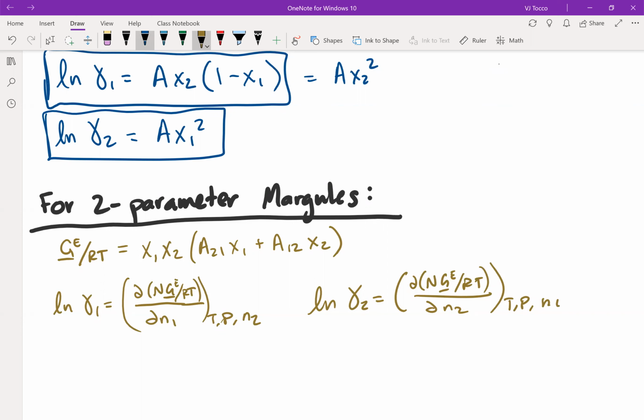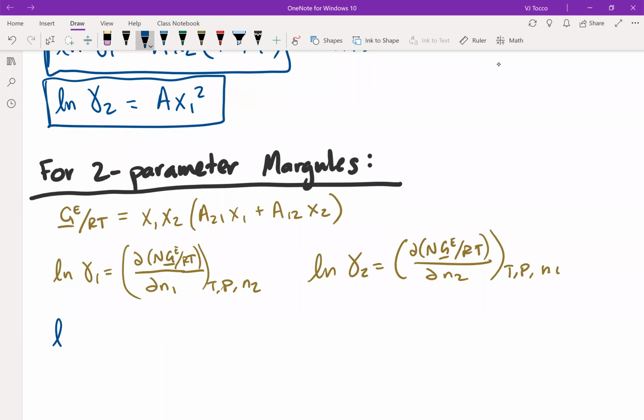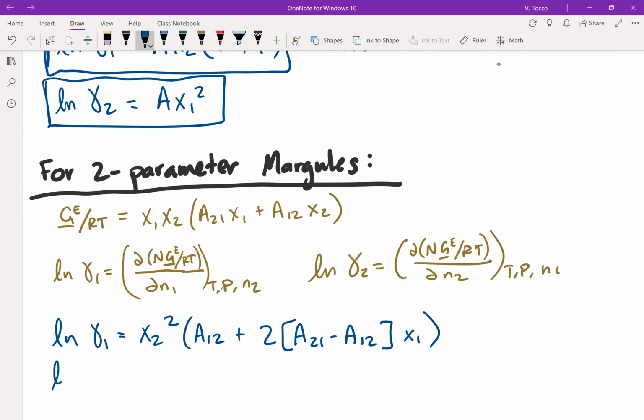But do a similar analysis, and you'll end up with the activity coefficients for the two-parameter Margules expression, which is ln of gamma 1 is equal to x2 squared times A12 plus 2 times (A21 minus A12) times x1. Sure, there's plenty of simplification involved in here. I actually haven't worked this out for myself. This might be a good exercise to try yourself and see if you can do it. And ln of gamma 2 is x1 squared times A21 plus 2 times (A12 minus A21) times x2.